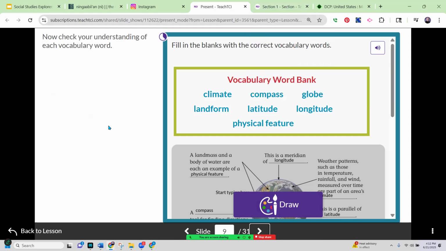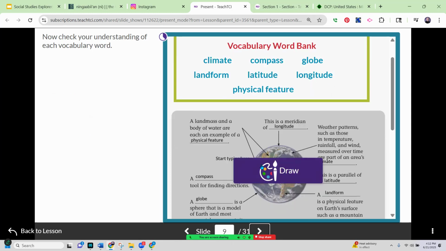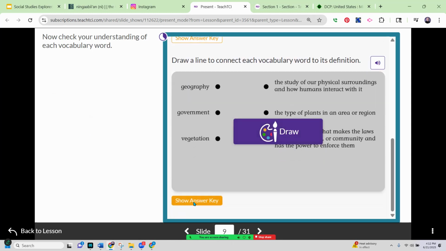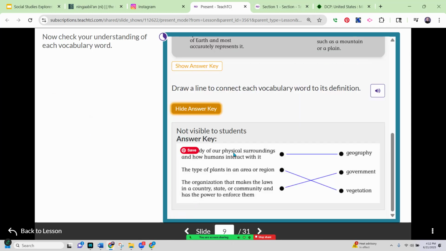The page 10 that I asked you to do, you could check your answer here. So maybe pause the video, do it, and then check. You can see a landmass. You have physical feature, compass. Globe is a sphere that is a model of the earth. Then longitude, climate, latitude, and landform. I'll show the answer key on this one here. There you go.